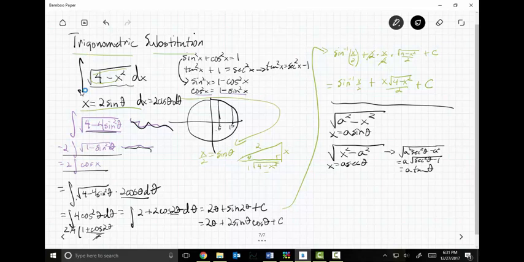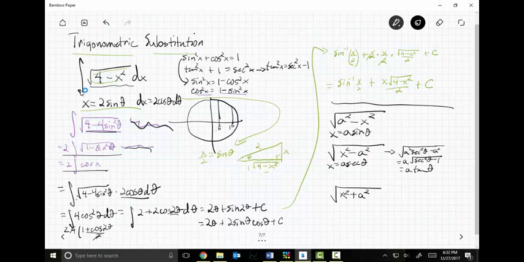Well, what's the other one that I'm missing? Look close. I've got an a squared minus x squared. I've got an x squared minus a squared. Hey, guess what I'm missing? I'm missing an x squared plus a squared. Well, look at your Pythagorean identities and see if you can figure out what it is.